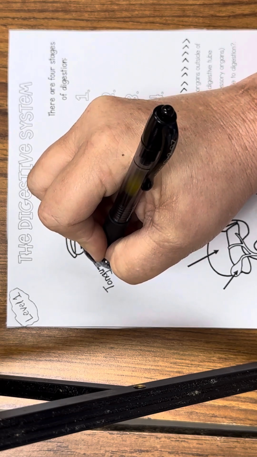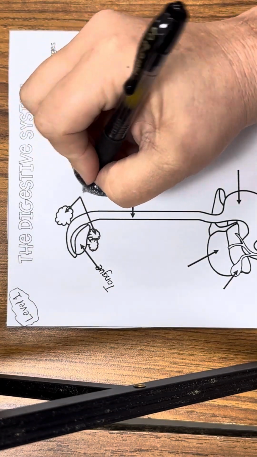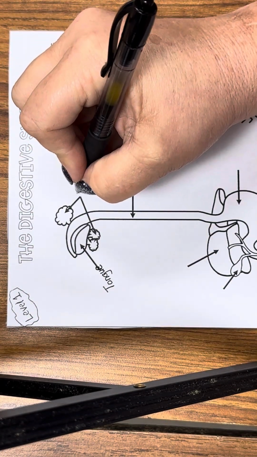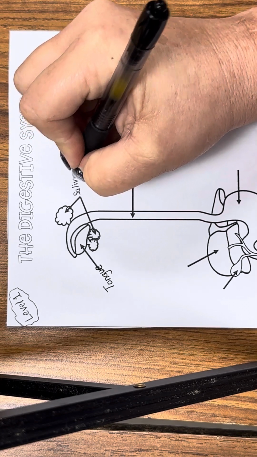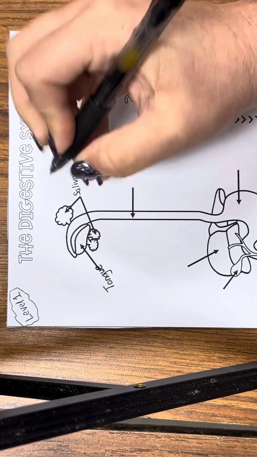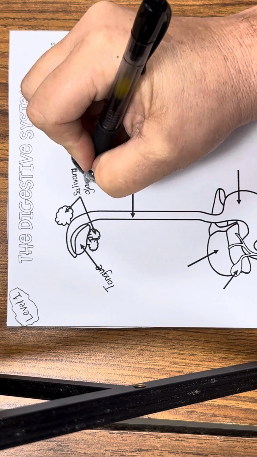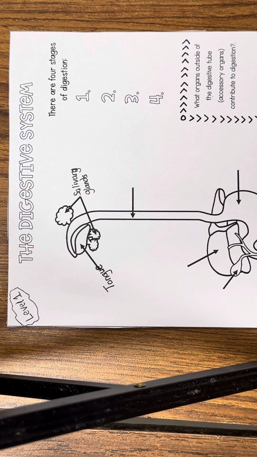which is used to mix and move material and help push it along. And also what happens in the mouth is we have these salivary glands, which are providing some enzymes. One of the key ones is amylase that helps start breaking down carbohydrates in our mouths.